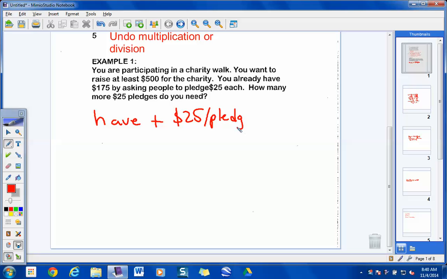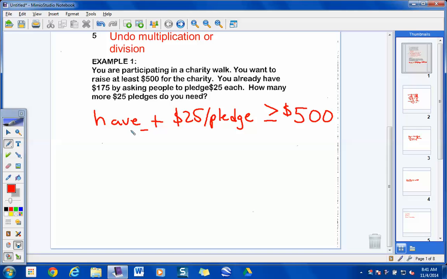We said we want all of this money that we have plus the $25 pledges that we're still going to go out and get. We want that money to be at least $500. You guys told me that it had to be $500 or what? More. So I want this part right here to be either greater than or equal to what value on the right? Well, $500, right? Okay, are you guys with me on that setup? Does the verbal model I have make sense? We have some money.